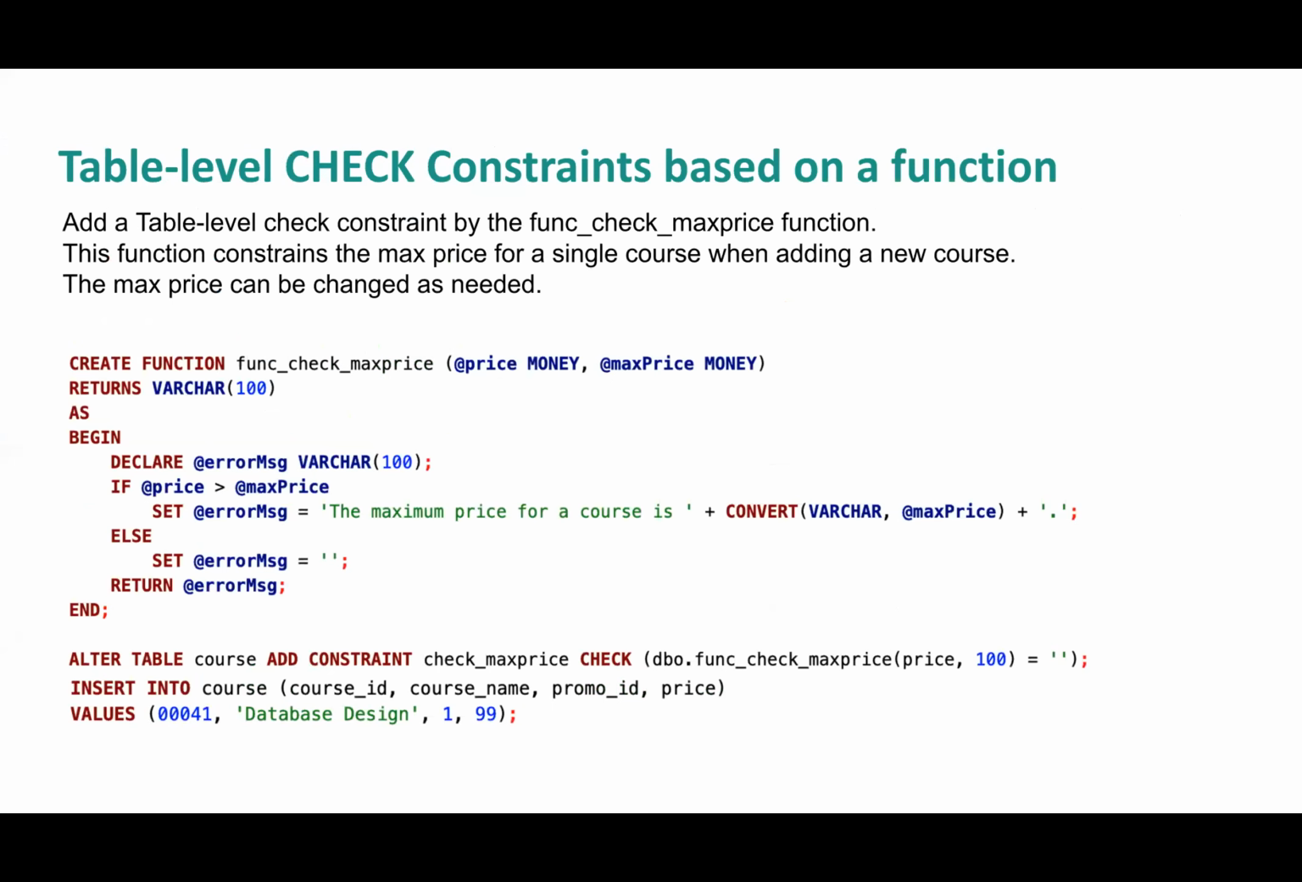The second one is table level check constraints based on function. We create a check max price function, and this function will constrain the max price for a single course when we add a new course. Like when we want to insert a course with price 99, it will succeed, but when the price is 101, the insert will fail. And the max price can be changed as needed. Next.